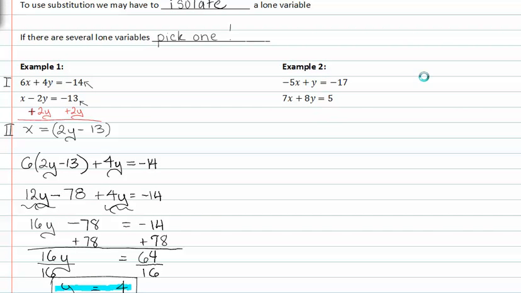In example 2, again we have two equations with two unknowns, where neither x nor y is isolated. So we'll need to pick one variable to isolate. Again, I see my first equation and my second equation are similar, but this one would be the best to isolate since it's all by itself. So I'm going to add 5x to both sides. When I do that, my first equation becomes y is equal to 5x minus 17.